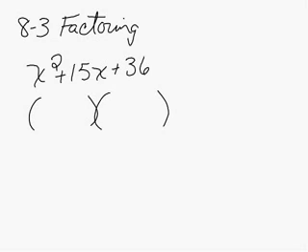Okay, so the first thing we're going to do is look at the first member of this. What can we factor x squared into? X times what? X times x, right? That's the only way we can get x squared. So we know that this is going to have to be x and this is going to have to be x. Is everybody okay with that?